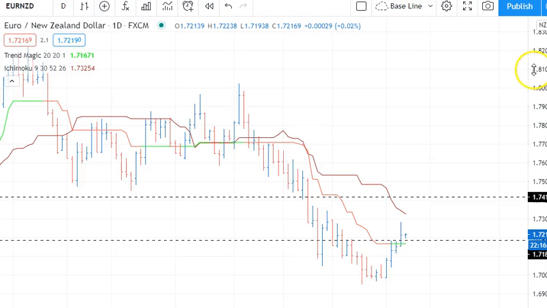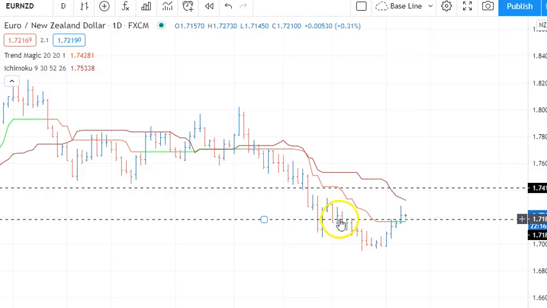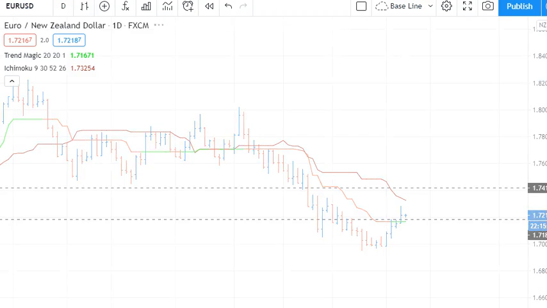Next one is the Euro NZD. After this little breakout here, it's swung around and come back into this range. So for me, I still have a bearish bias on it because it's below my baseline, and we'll just have to wait and see. There's no trade there, so it's a matter of just staying patient.